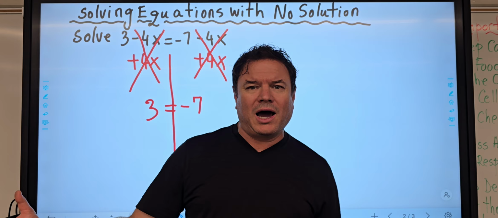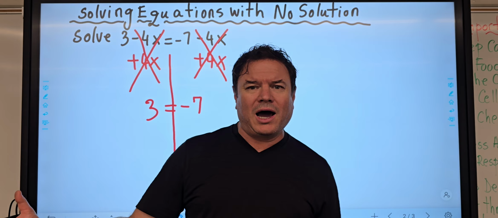Dobrescu, to the rescue. Let's take a look today at an equation that is going to end up with no solution. And let's find out how. Okay, so we have an equation here. We have 3 minus 4x equals negative 7 minus 4x. And we see that this equation has, again, variables on both sides. We have negative 4x here, and we have negative 4x on the other side of the equation.